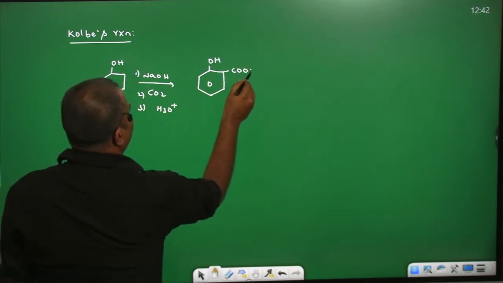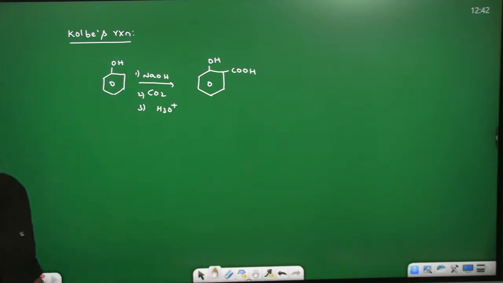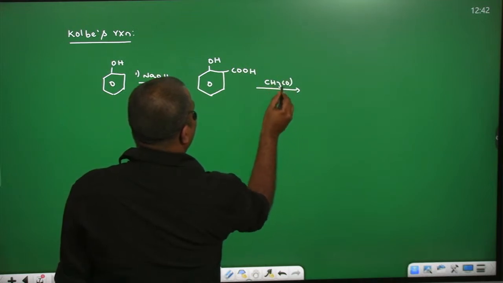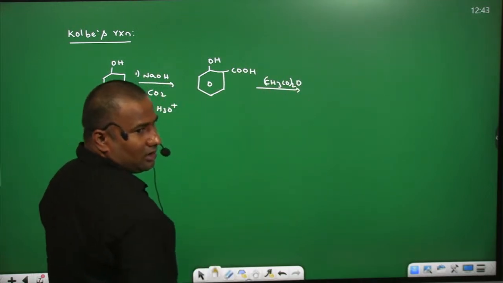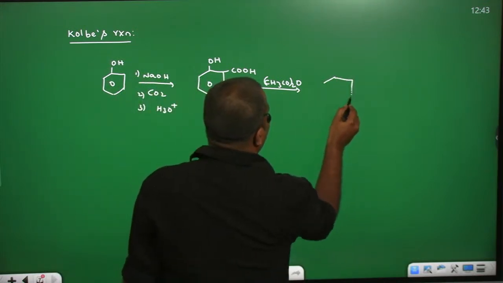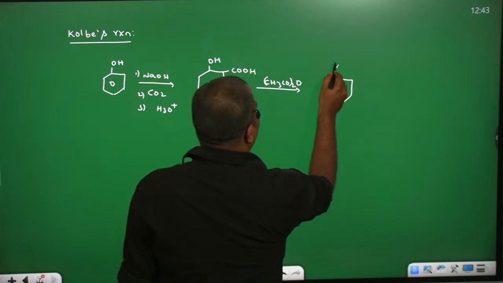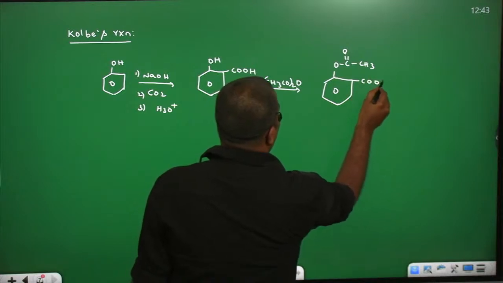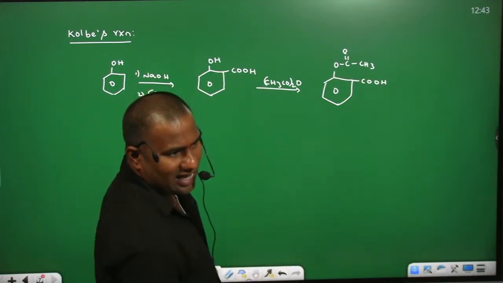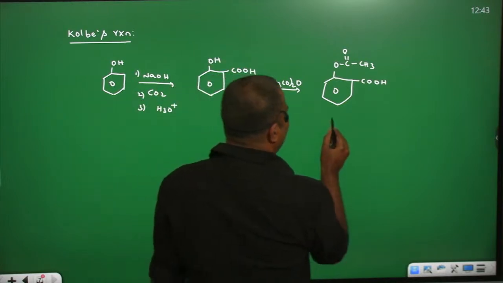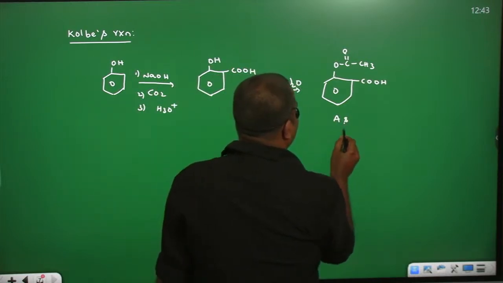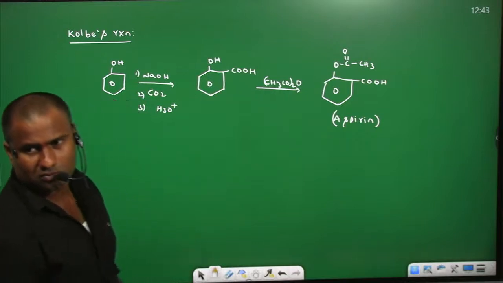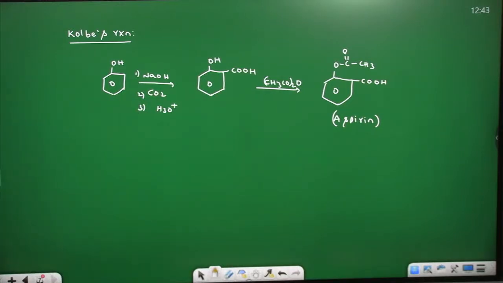OH, COOH. And see another important thing. The salicylic acid is treated with acetic anhydride, (CH3CO)2O. It is going to bring acetyl salicylic acid, which has OCOCH3 and COOH. This acetyl salicylic acid is also called aspirin.